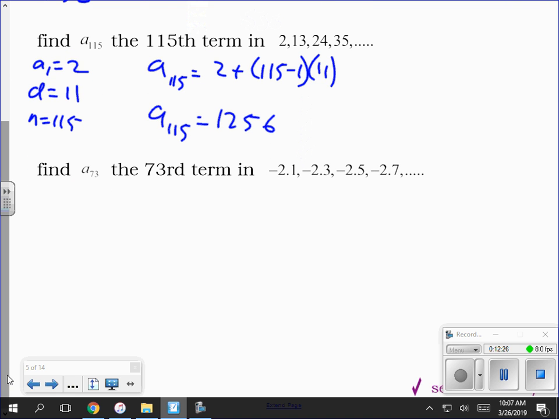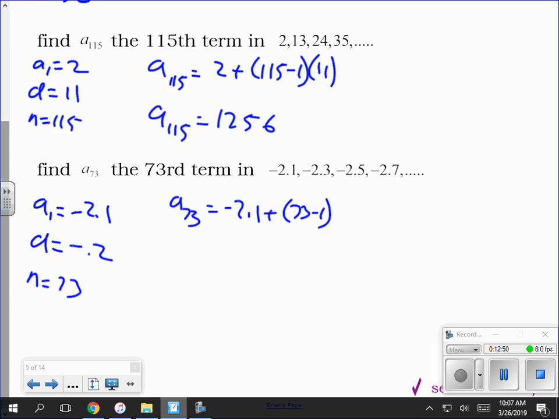And then the last one in here, A sub 1 is negative 2.1. D is, I'm going down, negative 0.2. And N is 73. So A sub 73 is negative 2.1 plus 73 minus 1 times negative 0.2. And I get negative 16.5.